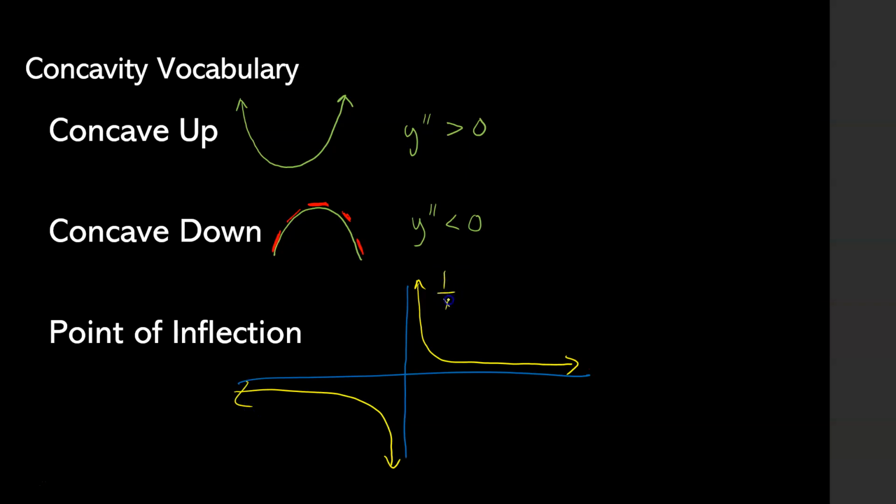Okay, so 1 over x is concave, is that up or down to the right of 0? Concave up when x is greater than 0, and 1 over x is concave down when x is less than 0. So where is the point of inflection for 1 over x? Well, the only place I suppose would be at 0, but 1 over x is undefined at 0. So even though the concavity of 1 over x changes, 1 over x doesn't have a point of inflection.